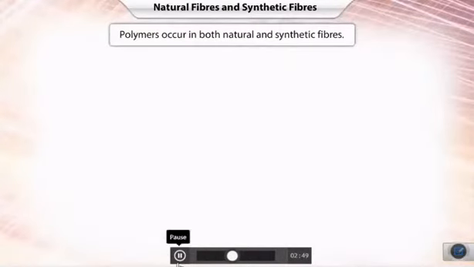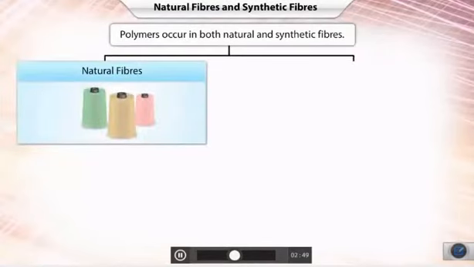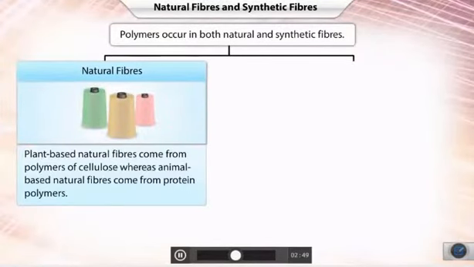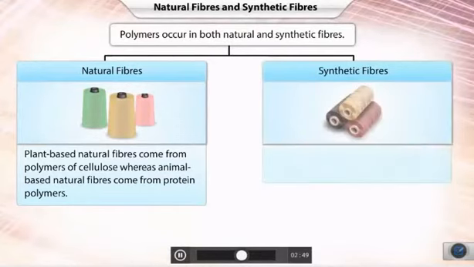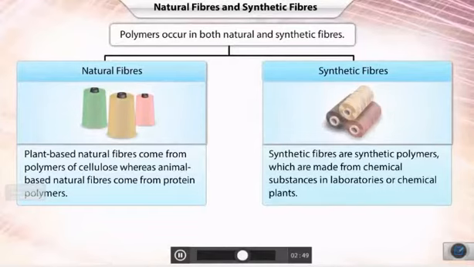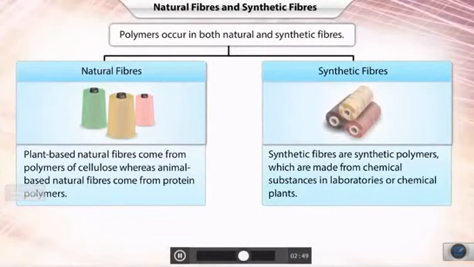In both natural and synthetic fibers, plant-based natural fibers come from polymers of cellulose, whereas animal-based natural fibers come from protein polymers. Synthetic fibers, on the other hand, are synthetic polymers, which are made from chemical substances in laboratories or chemical plants. Let's take a look at the polymer structure of cotton, a natural fiber, and nylon, a synthetic fiber.